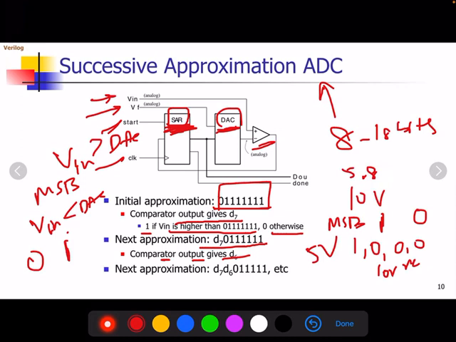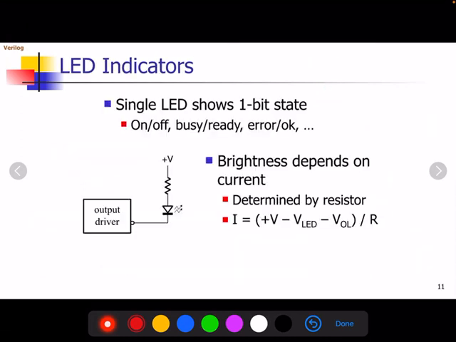Let us discuss this in detail in the regular class. LEDs are indicators, and we'll make use of LEDs also. A single LED shows a 1-bit state: on or off, busy or ready, error or okay. This kind of signal or information we will get from the device. You have seen LEDs in many devices which we use in our daily life.